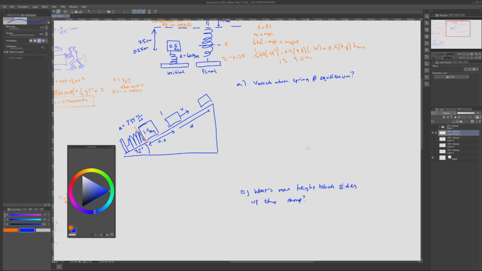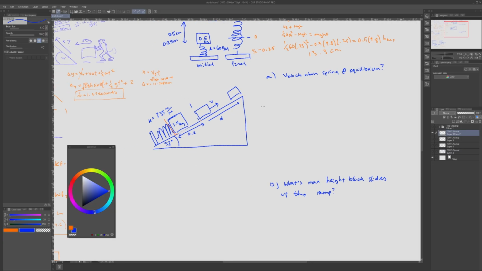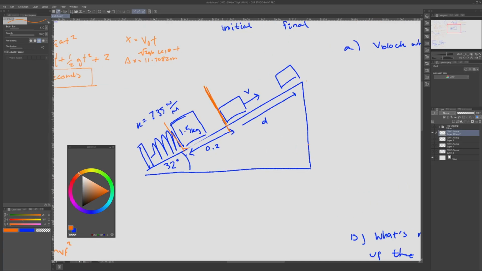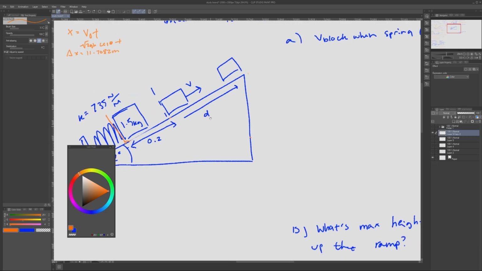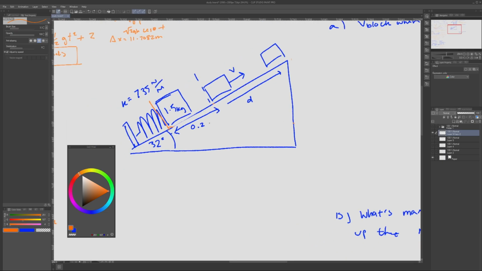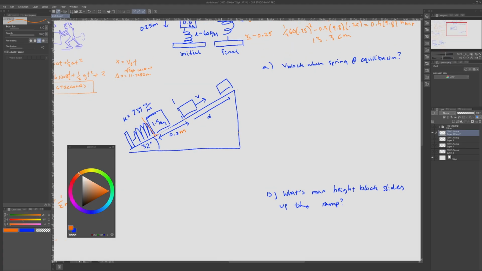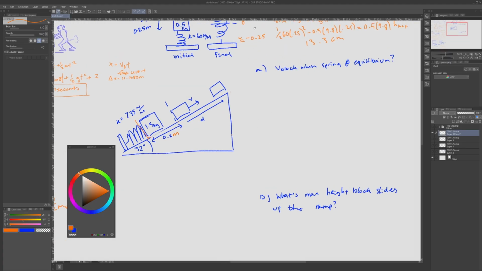Hello. So I'm going to be walking through how to solve this problem where a spring is compressed. For the first part, we're looking for the velocity of the block when the spring is at equilibrium. So at this point where the spring is right here. Right now our spring is compressed a distance of 0.2 meters. So we're just going to start the problem now.